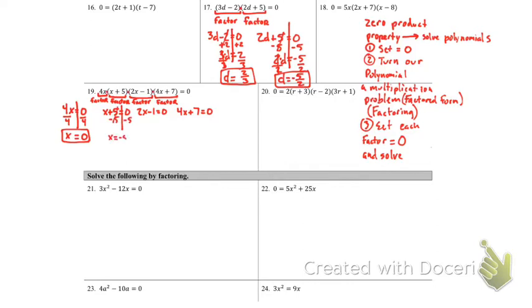X equals negative 5. 2 answers. To solve this one, we're going to first add 1 to both sides. So you have 2 times x equal to 1. And then divide by 2 because it's multiplying. And x is going to equal 1/2.